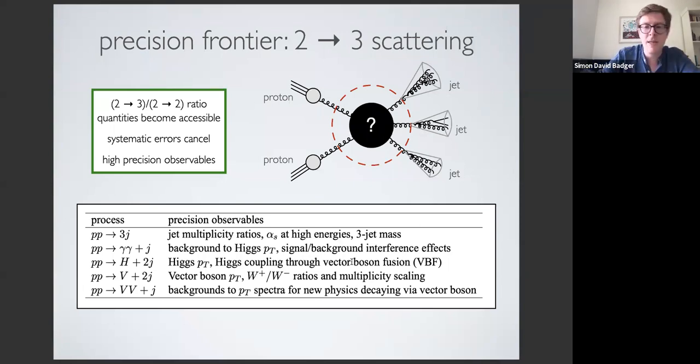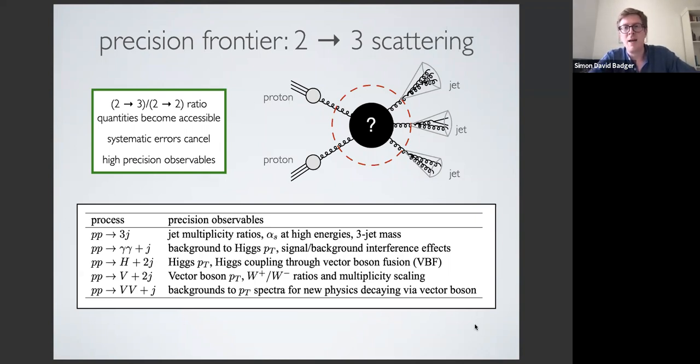The kind of things that we'd like to look at is the strong coupling, obviously. If we could look at things like diphoton plus jet, we can consider the background to the Higgs pT because of the interference with the Higgs to gamma gamma channel. Processes with even more scales, potentially with a massive particle in the external state, a Higgs or a vector boson, we can start obviously studying different aspects of the Higgs pT spectrum and the Higgs coupling through vector boson fusion, ratios of W plus, W minus, and so on. So there's quite a lot of different things that we could study if we were able to calculate these processes. This list has been around for quite a long time. So we know what we could do with it.